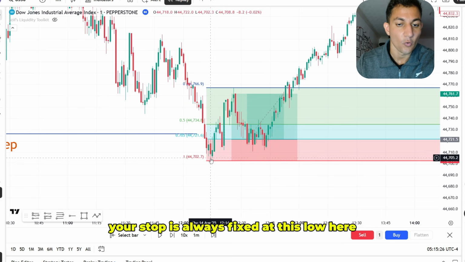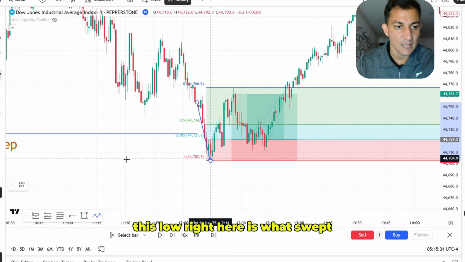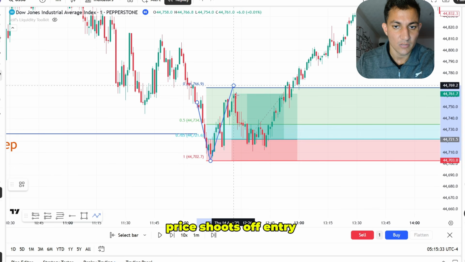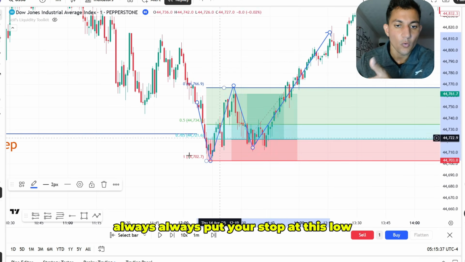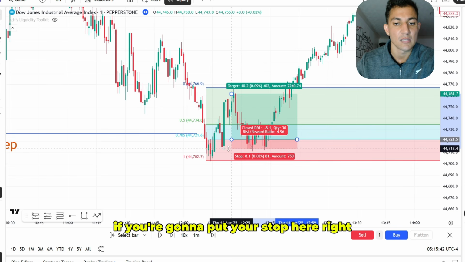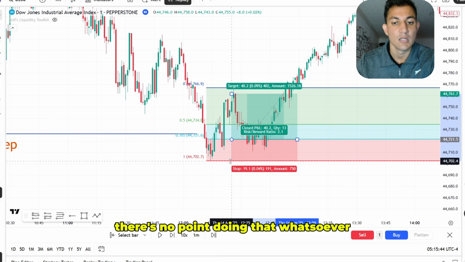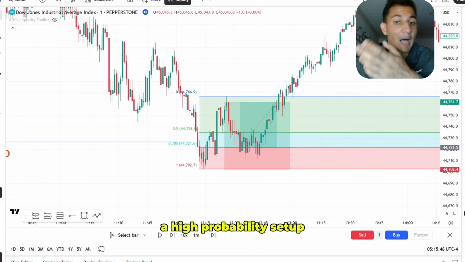So for your stop, this is the only thing that you need to do for your entry. Your stop is always fixed at this low here that causes it to sweep, right? This low right here is what swept that low. Price shoots off. Entry, price off. You always put your stop at this low. There's no point waiting for a sweep if you're going to put your stop here, right? There's no point doing that whatsoever. And you may as well just ditch the sweep, right? But we need to wait for a sweep because we need a high probability setup.